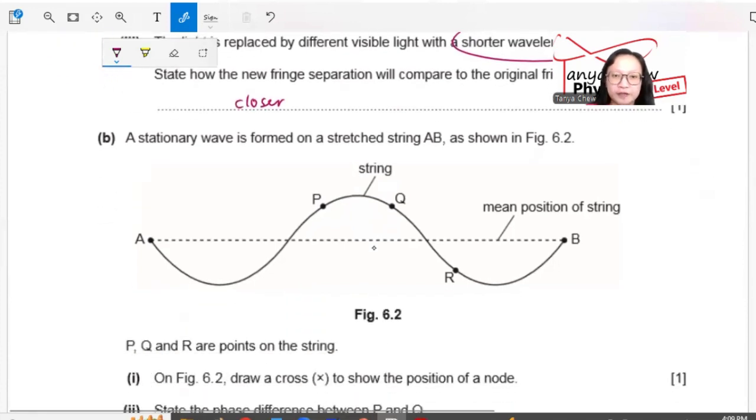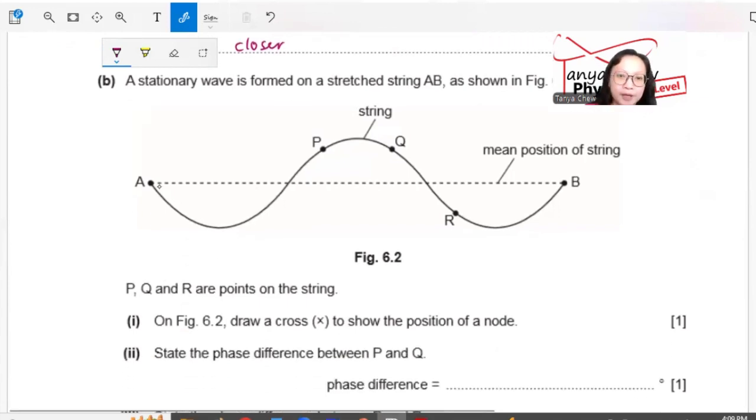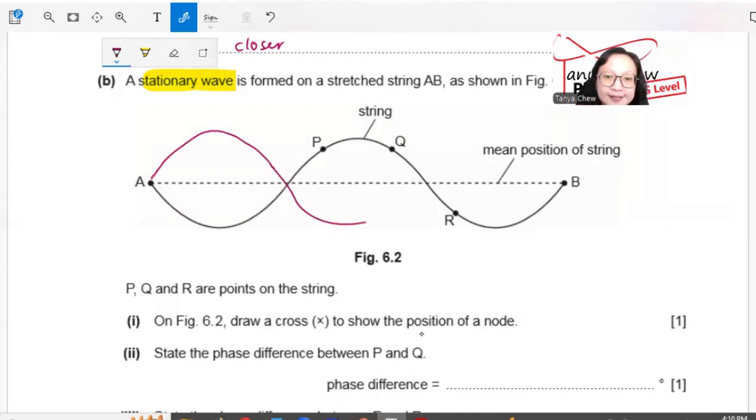B, a stationary wave is formed on a stretched string AB as shown in Fig 6.2. P, Q, R are points on the string. On Fig 6.2, draw a cross X to show the position of a node. Since they have already told you stationary wave, it is advisable for you to draw the wave profile of the stationary wave so that you can see. Okay. Node will be put a cross X on the nodes. Okay, so this is my node X, or anywhere here. Well, that should be your node.